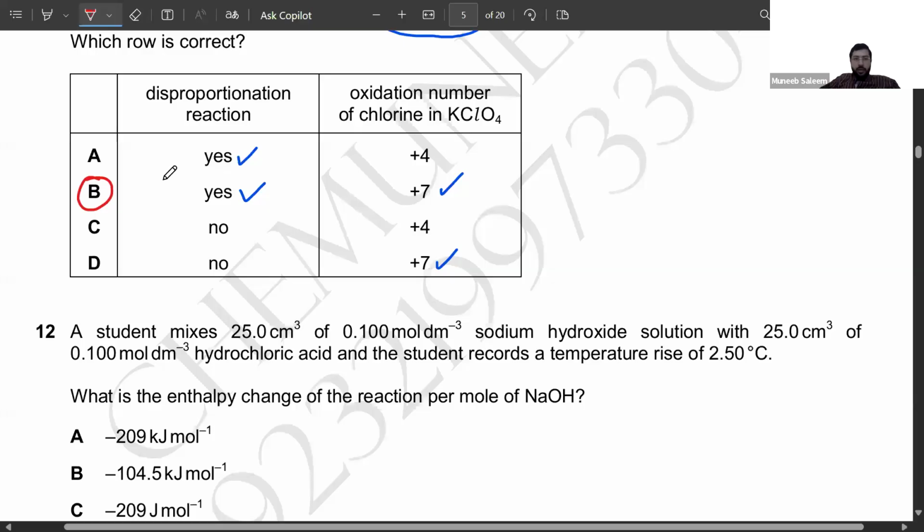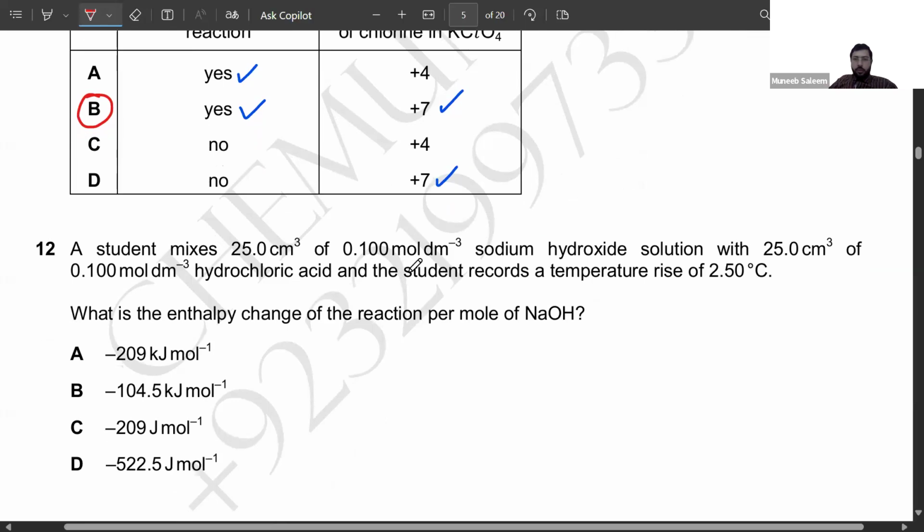Now, question number 12. A student mixes 5 cm³ of 0.1 mole NaOH solution with 5 cm³, 0.1 mole HCl, and the temperature rises by 2.5 degrees centigrade. What is the enthalpy change? Okay, so for this purpose, we have to convert the values, and the information which we are supposed to find is the enthalpy change, that is delta H. So delta H is basically minus MC delta T over n into 1000.